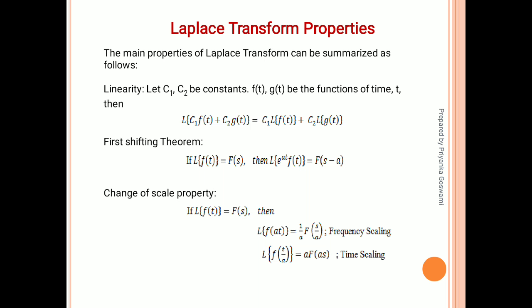Now, change of scale property. If L[f(t)] = F(s), then L[f(at)] = (1/a) F(s/a). This is for frequency scaling. And L[f(t/a)] = a F(as). This is for time scaling.